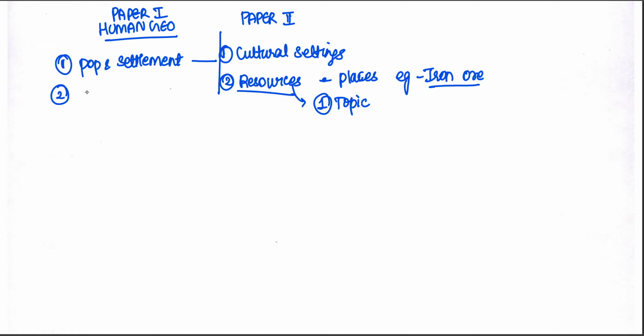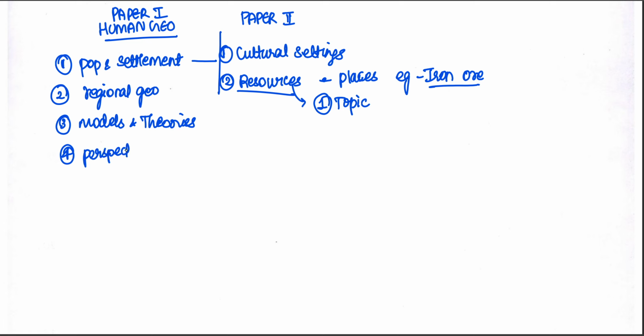Once population and settlement geography is done, we could go about regional geography, models and theories. Then we can go with respect to perspectives. Perspectives is nothing but thoughts. And finally, we can read economic geography.